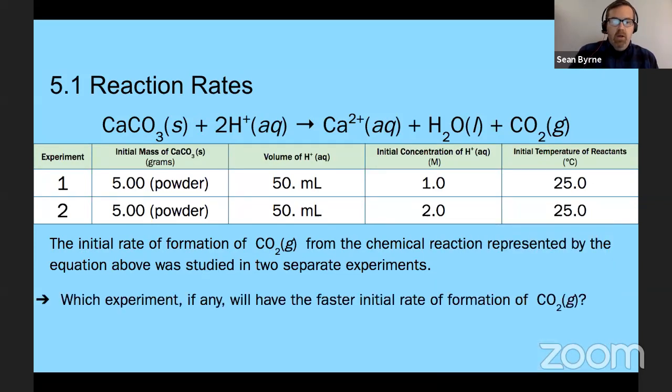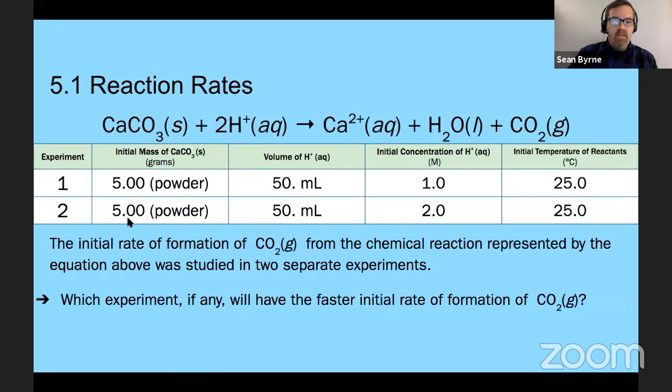All right. So if we're looking at these two experiments, experiment number 1 and experiment number 2, the question is, which one, if any, will have the faster initial rate of formation of carbon dioxide gas? So which one might react faster, at least at the beginning? Would we see the bubbles of carbon dioxide gas being produced faster? And so what we're going to look through here, this is a very common theme today, is we're going to try to find what's the difference between experiment number 1 and experiment number 2.